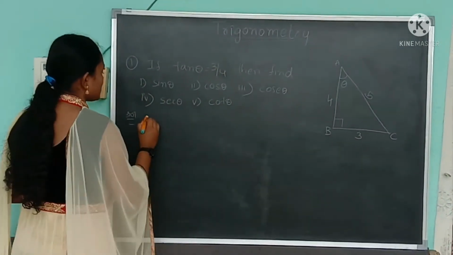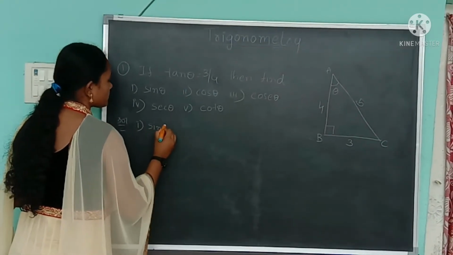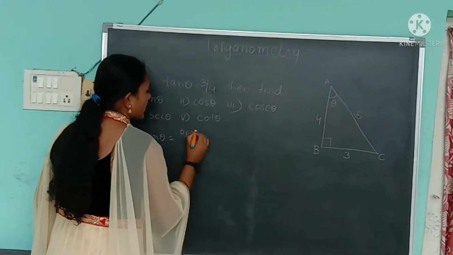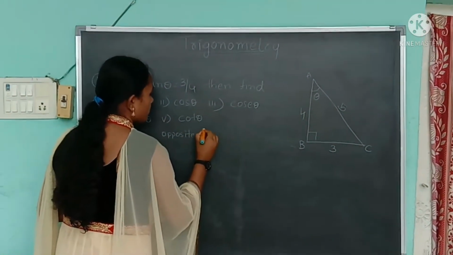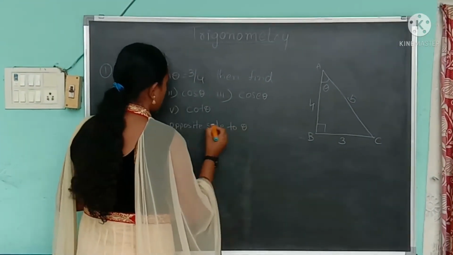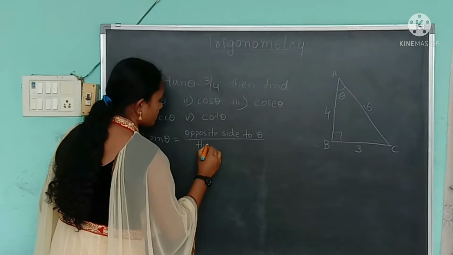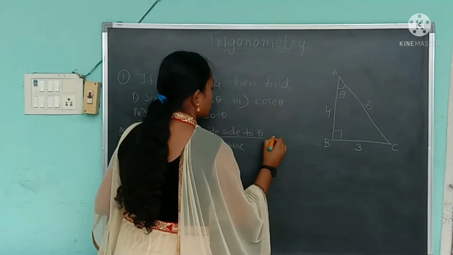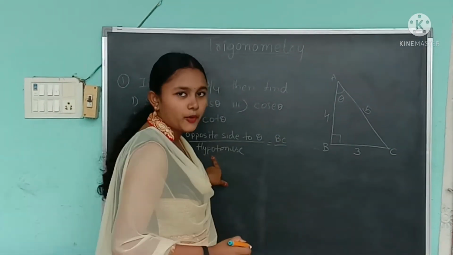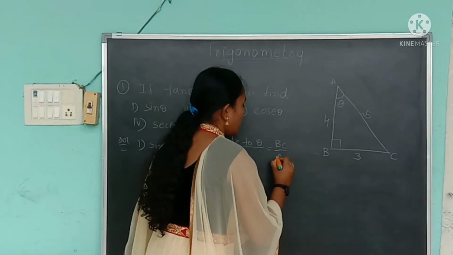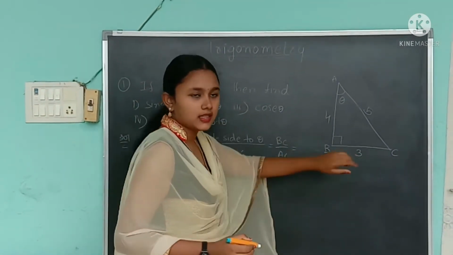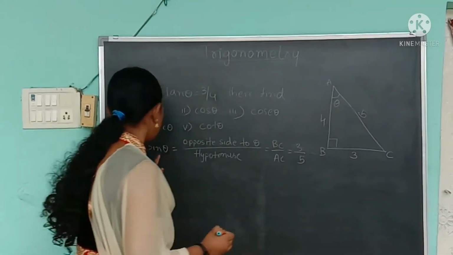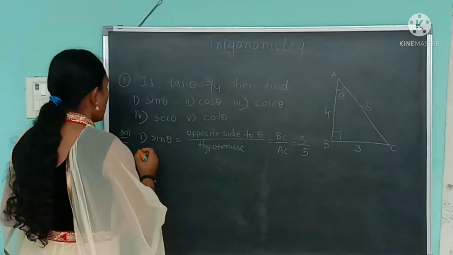So the first one, sin theta. What is the ratio of sin theta? It is the opposite side to theta by the hypotenuse. What is the opposite side to theta here? BC. And the hypotenuse is AC. So BC by AC. The length of BC is 3 and the length of the hypotenuse is 5. So sin theta is equal to 3 by 5. And this is over.